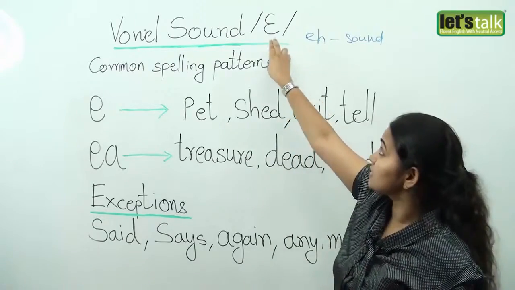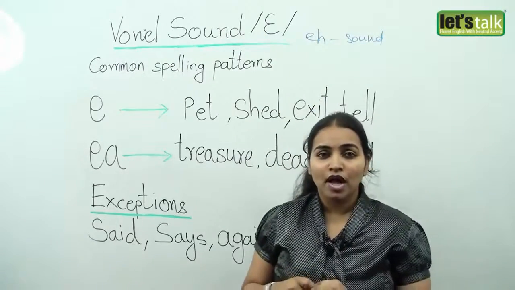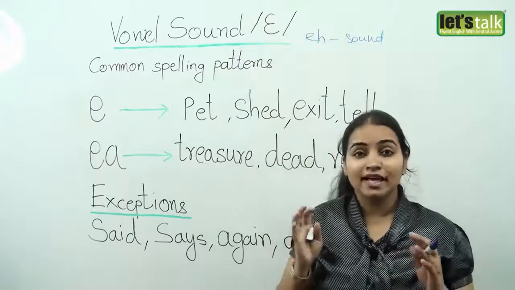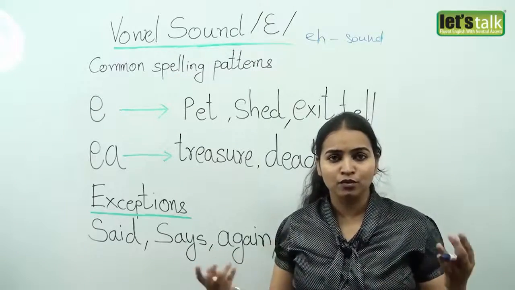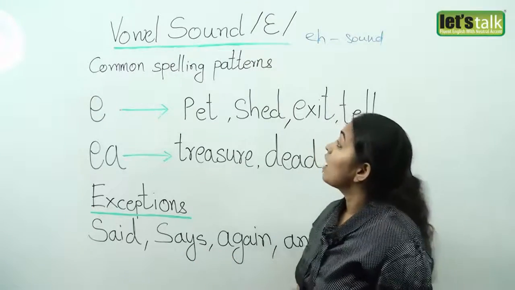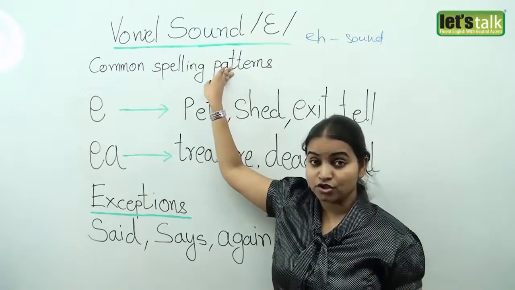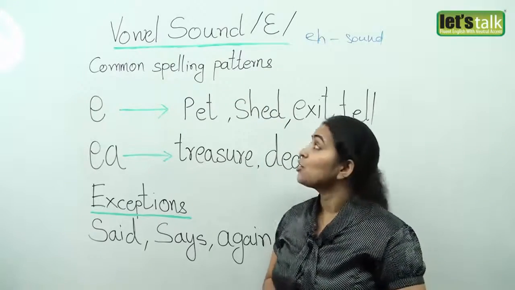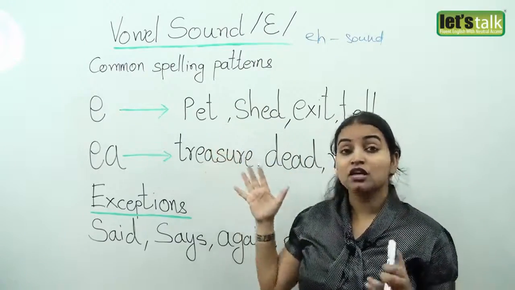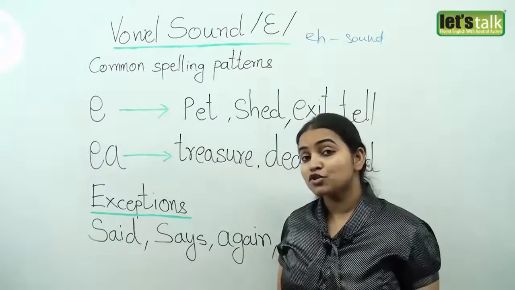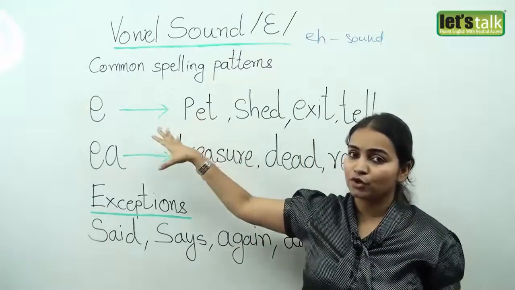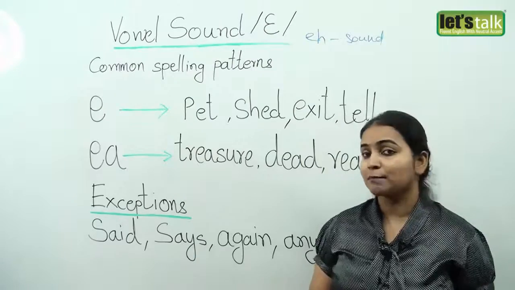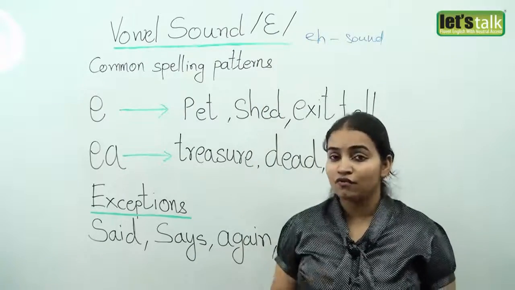So it is symbolized with this symbol. Any word with this vowel sound will have this symbol in your dictionary in case you are trying to pronounce words using your dictionary. Now the common spelling patterns for the vowel sound, we will deal with that right now. Of course, there are exceptional words which may not follow the same pattern, but most words do. So let's look at the most common spelling patterns for the short E vowel sound.